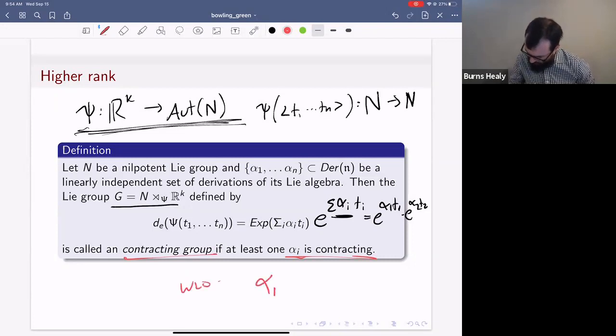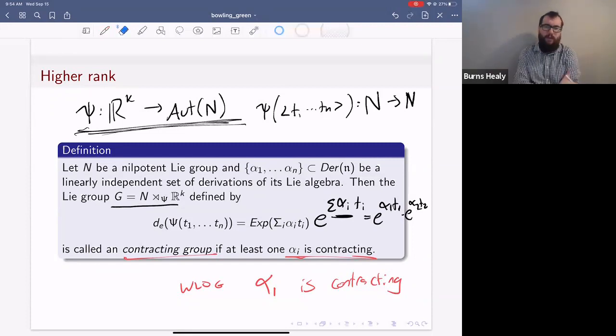Without loss of generality, we'll assume that the one that is contracting is labeled alpha 1. Okay, and we're going to call that a contracting group. Mark and I have gone back and forth on what we want to name this thing. It's gone through like 3 different names, but here we are.